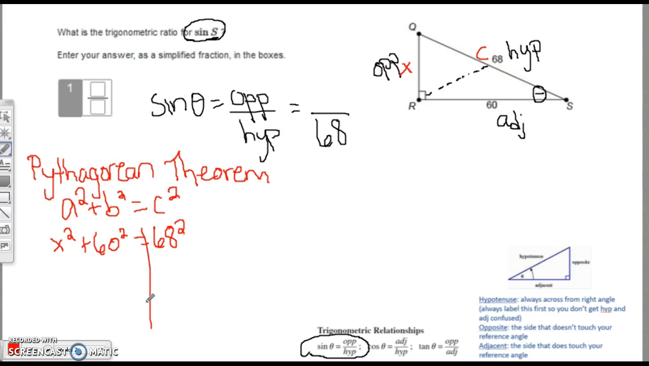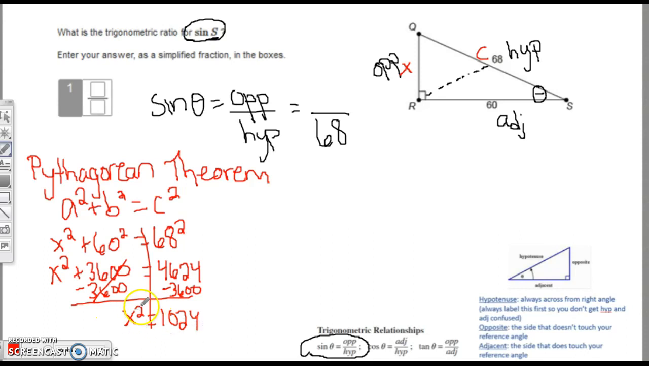60 squared is 3,600. 68 squared is 4,624. Subtract 3,600 from each side. And then lastly, you want to get rid of a square. So you square root, because squares and square roots are opposite. I'm going to take the square root of 1,024 and that gives me 32. So now I know that this opposite side is 32.